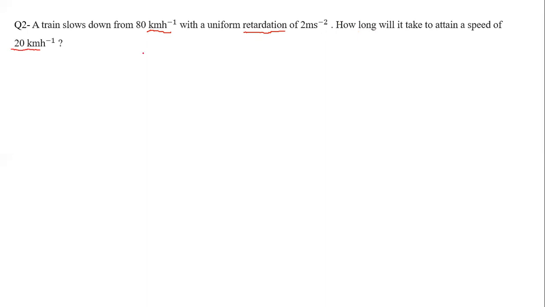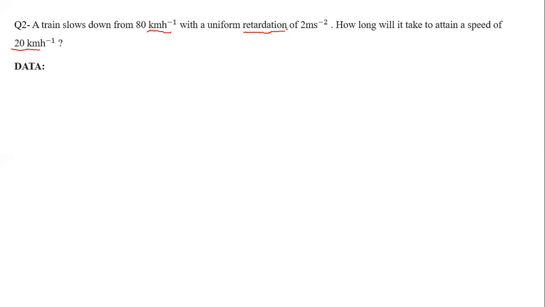So they have said that a train is slowing down from 80 kilometer per hour to 20 kilometer per hour. How long will it take? It means how much time it will take to attain its velocity from 80 to 20 kilometer per hour when it moves with a uniform retardation of 2 m/s². So first we will make the data.